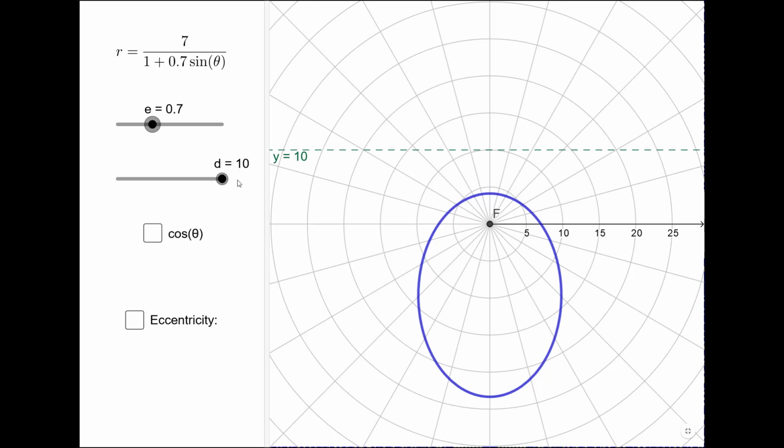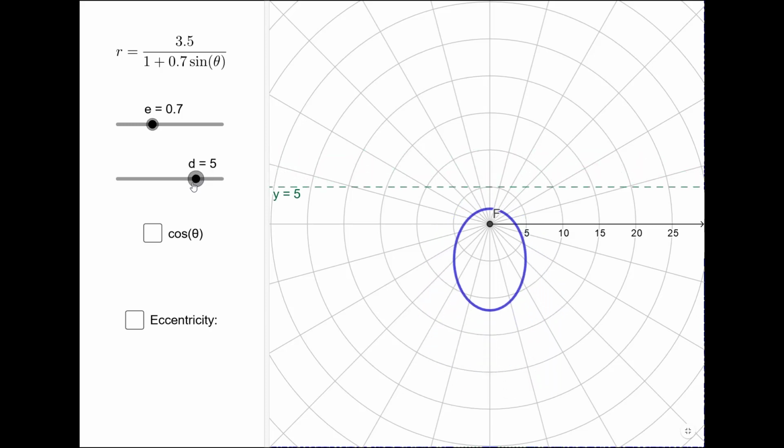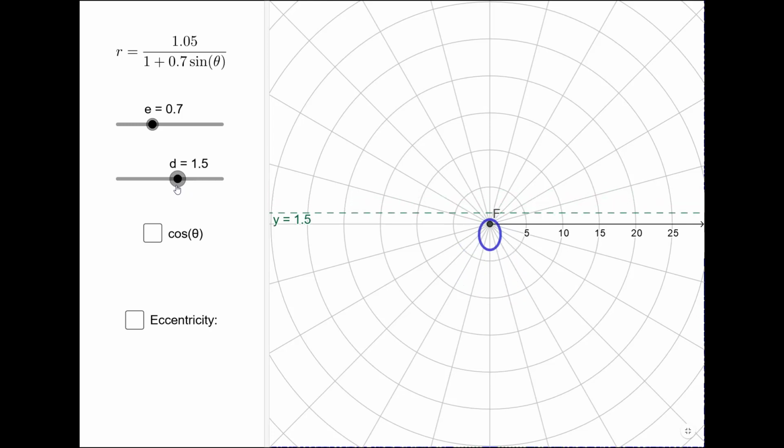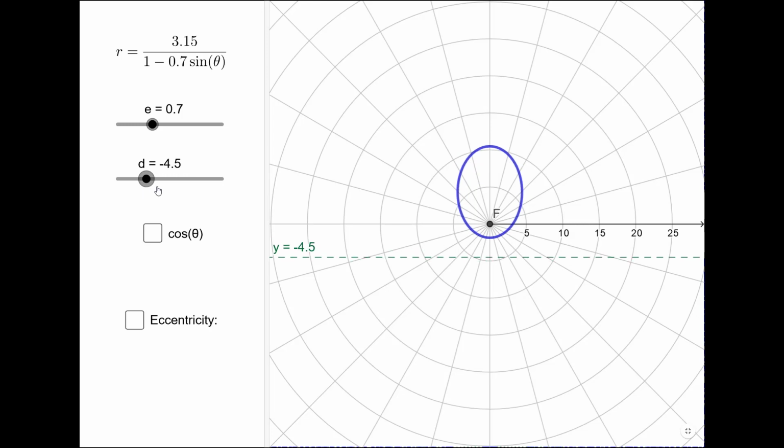Because the directrix is positive, or we have a plus in the denominator of our equation, that means the directrix is above the origin, it's above the focus, and so that means the part of the ellipse curving around the focus has to curve downward. So we have an ellipse that's stretching down the y-axis. So what happens if we change and make it a negative 10? So again, as the directrix gets smaller, it's making the ellipse smaller and smaller. If the directrix becomes negative, it's now flipping it and making it positive.